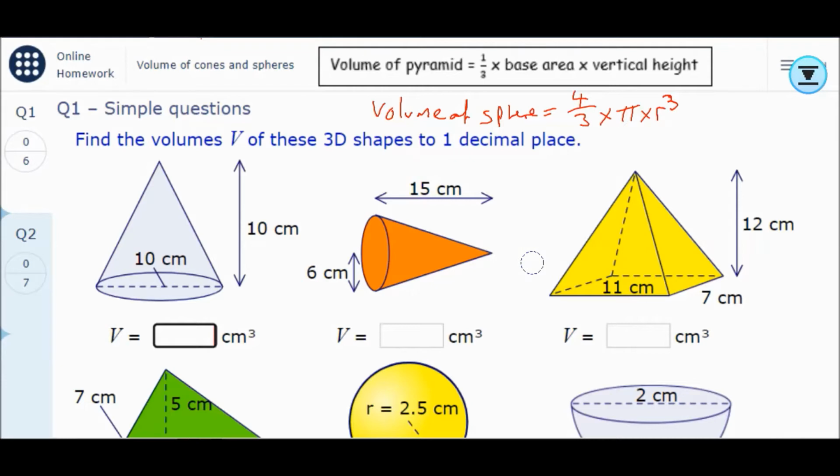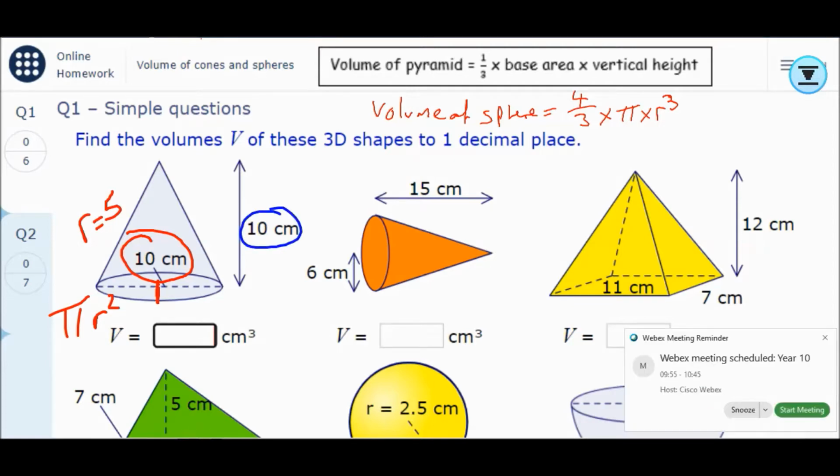So look at the first one. What do we know? If we can think about our area, my diameter is 10, and to find the area of a circle, remember I want pi r squared, so I need to find my radius, so my r is going to equal 5. My vertical height is over here and it's 10. So I've got the information I need for this one.